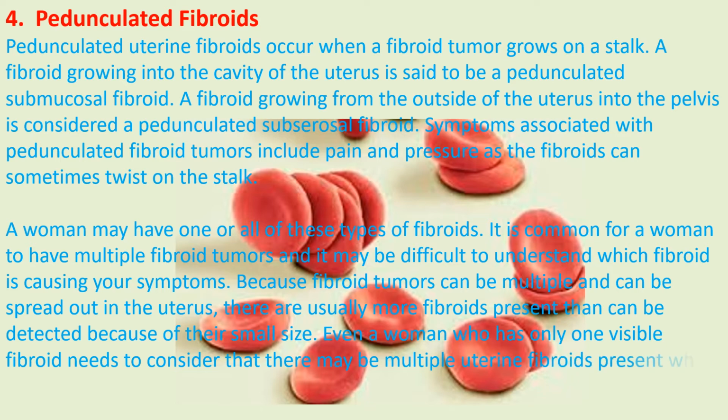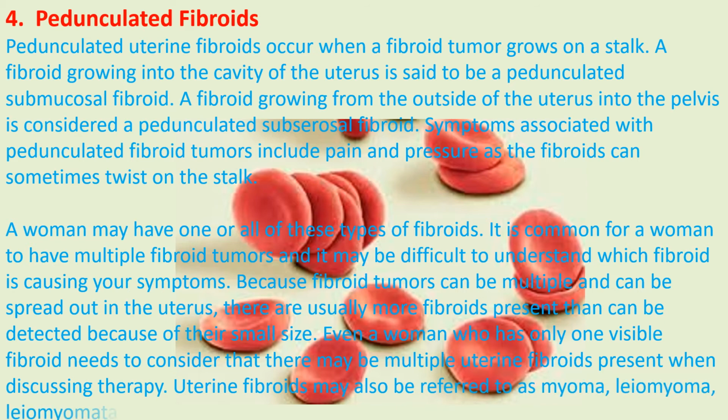Even a woman who has only one visible fibroid needs to consider that there may be multiple uterine fibroids present when discussing therapy. Uterine fibroids may also be referred to as myoma, leiomyoma, leiomyomata, and fibromyoma.